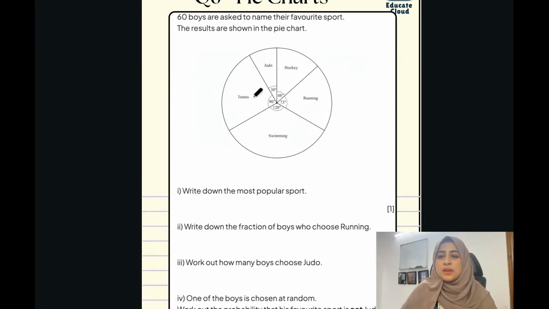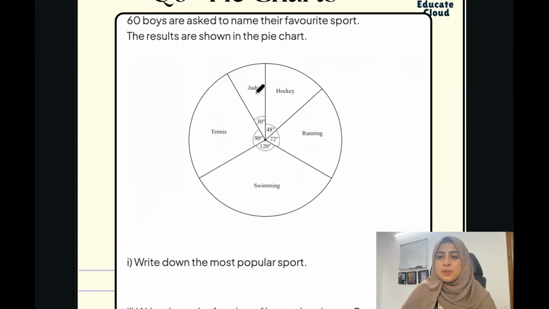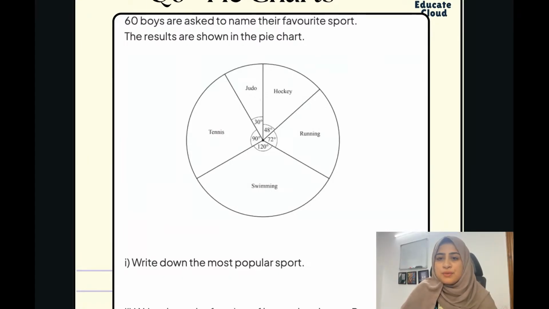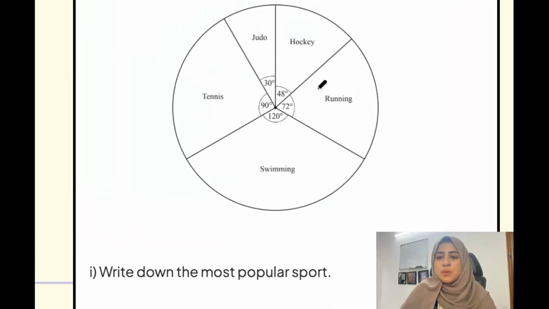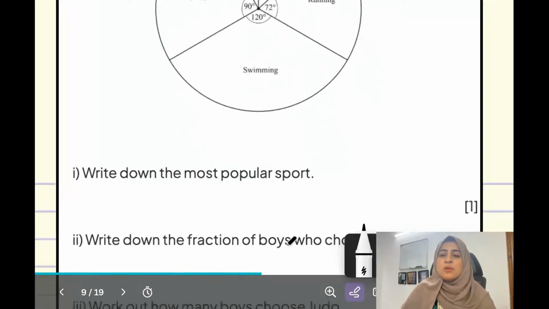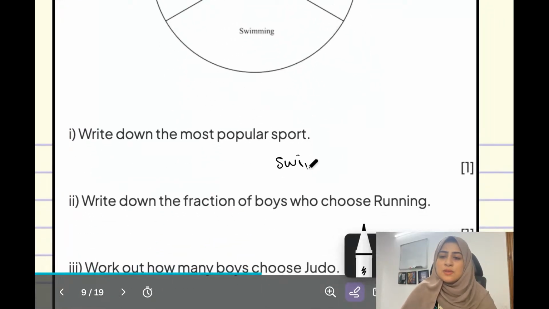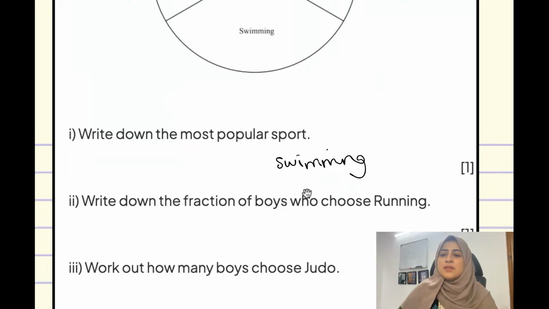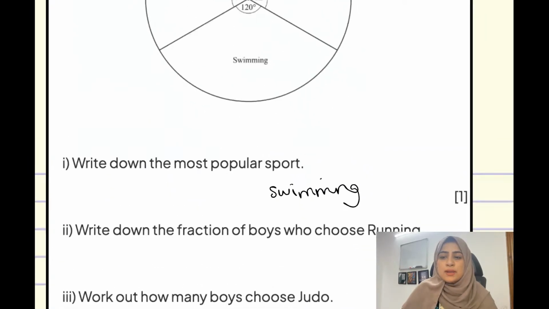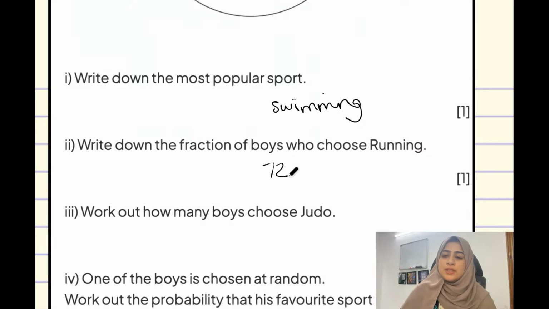Okay. Now, next part, it says 60 boys are asked the name of their favorite sport. The results are shown in the pie chart. So what's the most popular sport here? Well, we can see it's swimming because that's got the largest sector. So the most popular sport is swimming. Now, the next part is saying which fraction choose running. So we know that 72 degrees out of 360 choose running, because the total of all the parts of a circle is 360, which is 1/5.